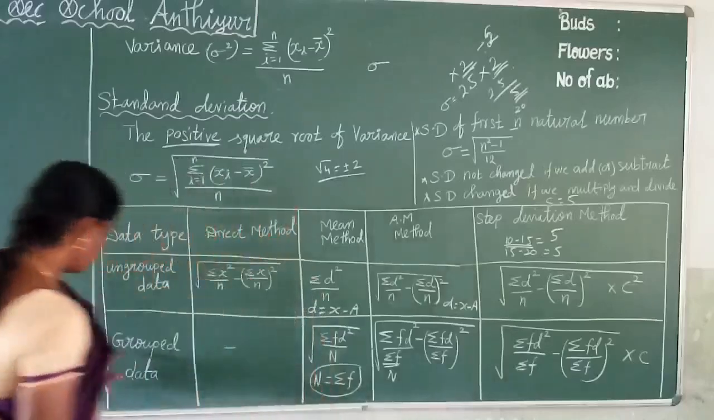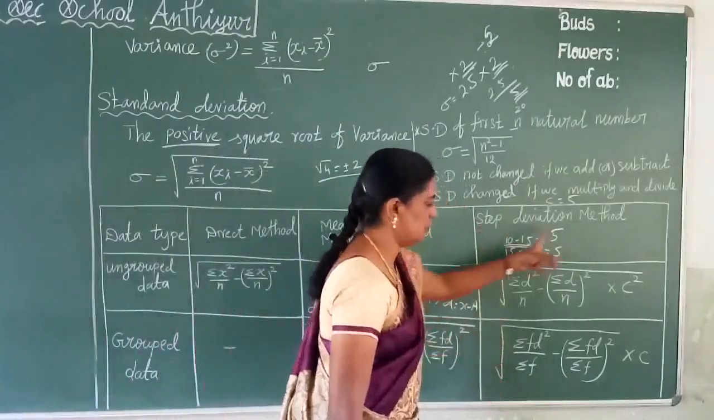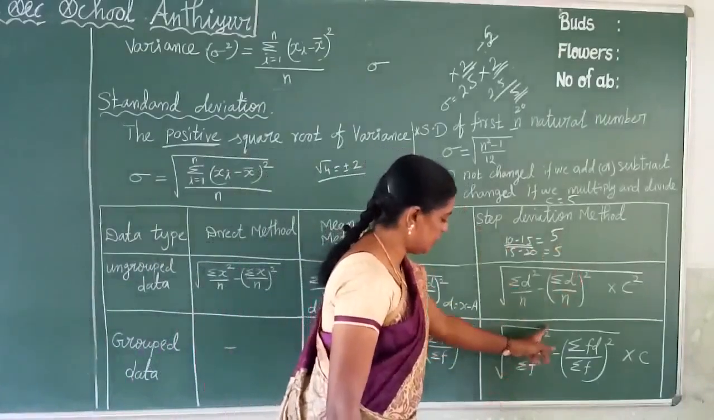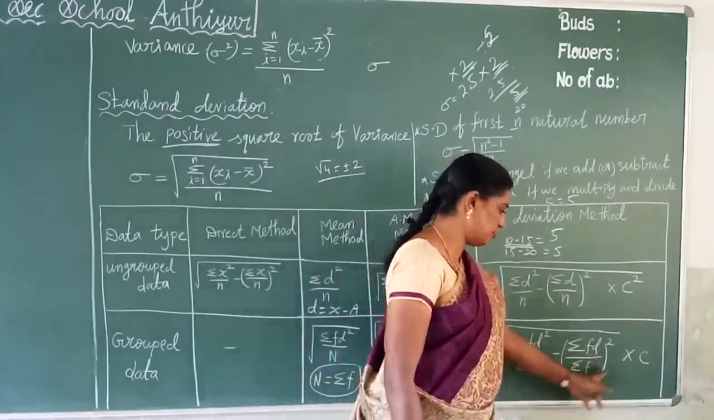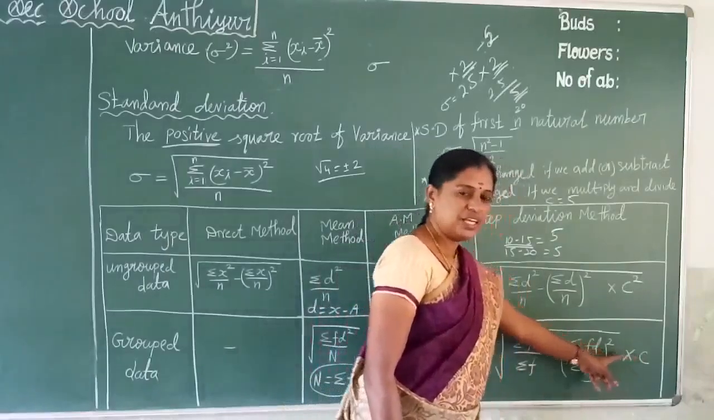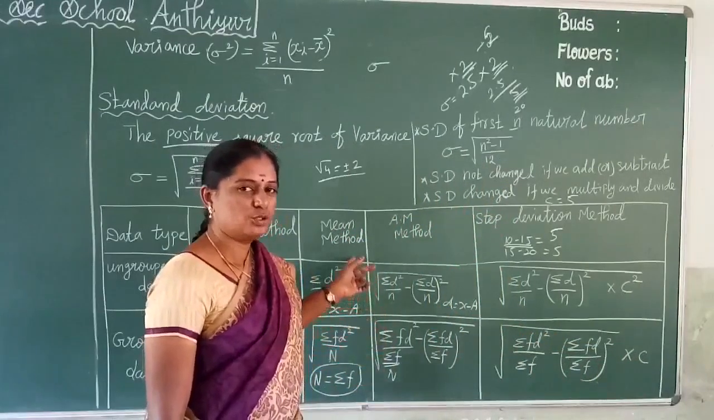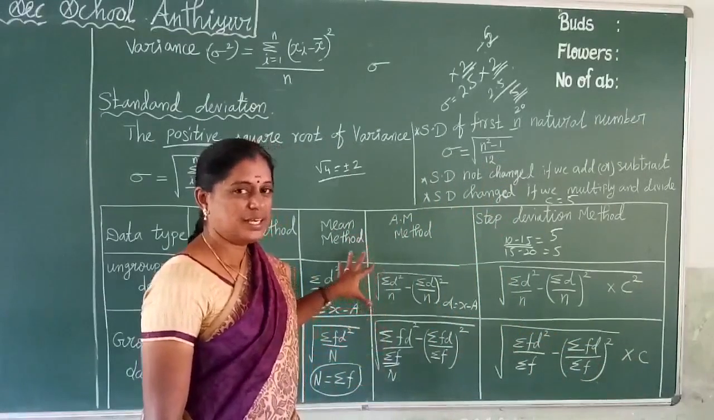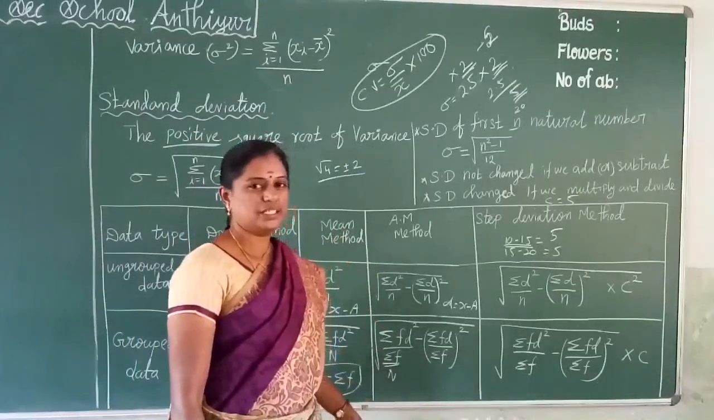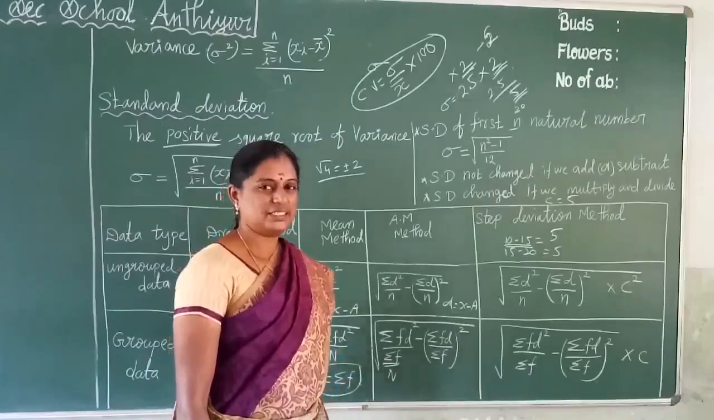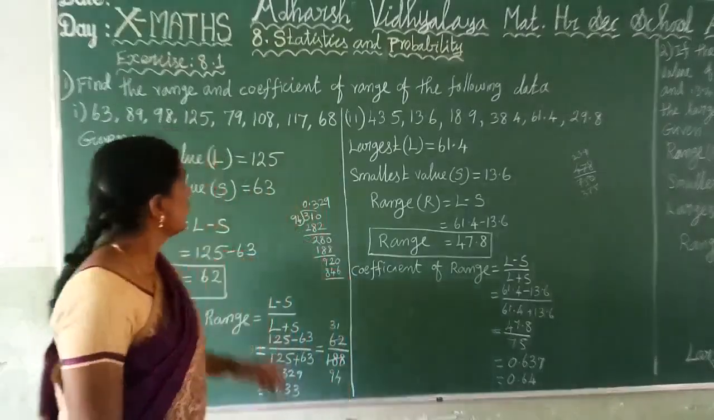In grouped data, how to calculate this standard deviation using the step deviation method? Root of summation f d square by summation f minus summation f d by summation f, whole square, into C. Clear? So these are the very important formulas. You must know all the formulas thoroughly. Clear? How to calculate using these formulas, we discuss in the exercise. Clear? Now we discuss exercise 6.1.